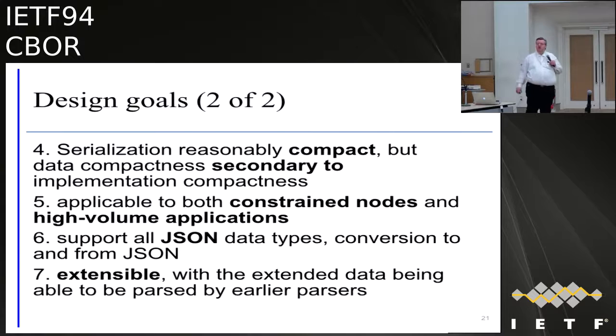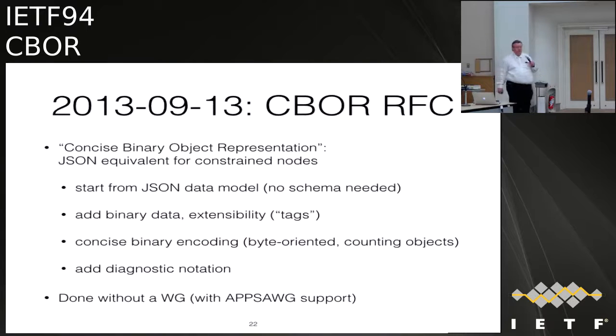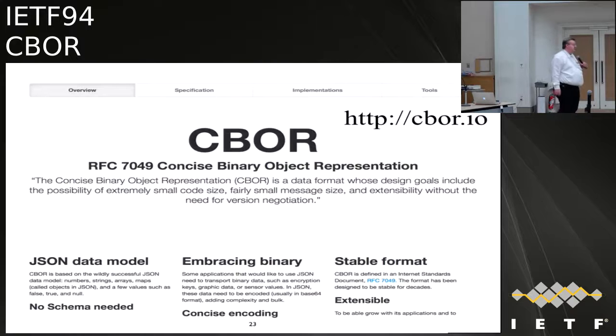We wanted to support all JSON data types with a defined conversion to and from JSON. And finally, we wanted the format to be extensible. So we are taking a different stance here from JSON, which is deliberately not trying to be extensible. But we think protocol evolution usually requires some extensibility. So pretty much 2 years ago, we finally got an RFC out of that. And people since have actually started implementing that. And there is a website called CBOR.io that actually collects information about what's out there in the implementation space.